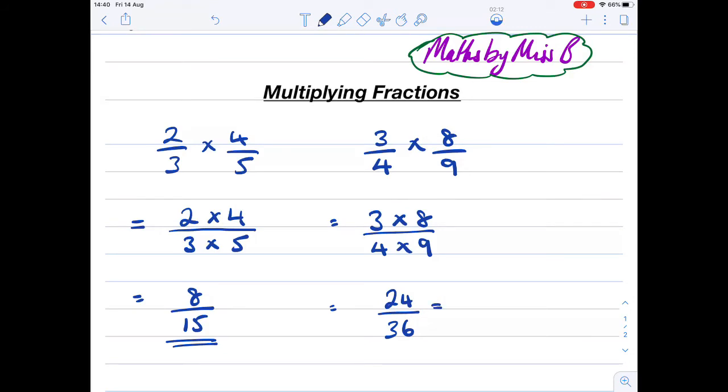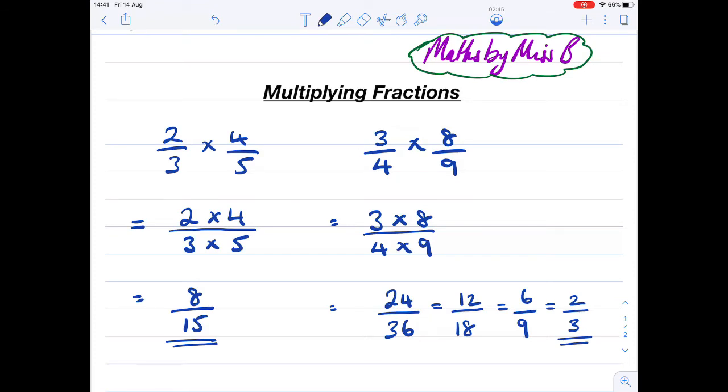You can cancel this down by, if they're both even numbers, top and bottom, you can say, well, 2 goes into 24 and 2 goes into 36. So I can halve the 24 to give me 12. I can halve the 36 to give me 18. They're still even numbers, and that means they're still divisible by 2. So 12 halved is 6, 18 halved is 9. And this time I've got an even number and an odd number, but they're both in the 3 times table. 3's into 6 go twice, 3's into 9 go 3 times. So there's your answer, 2/3.